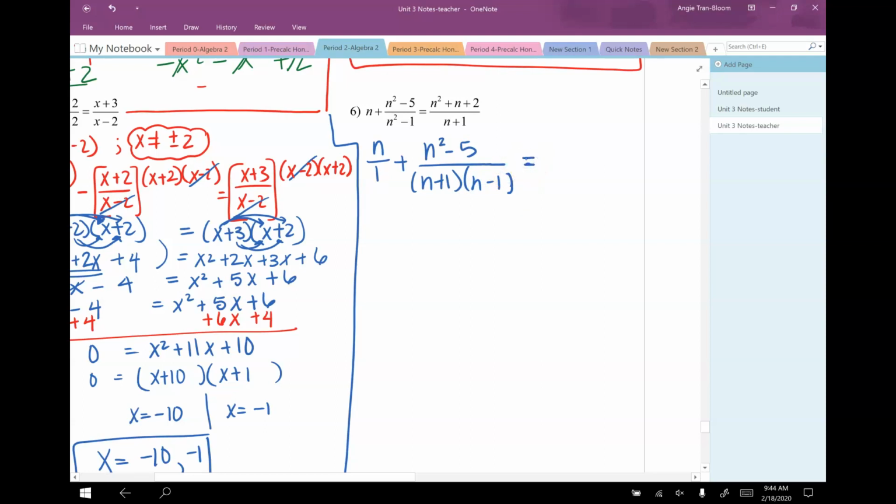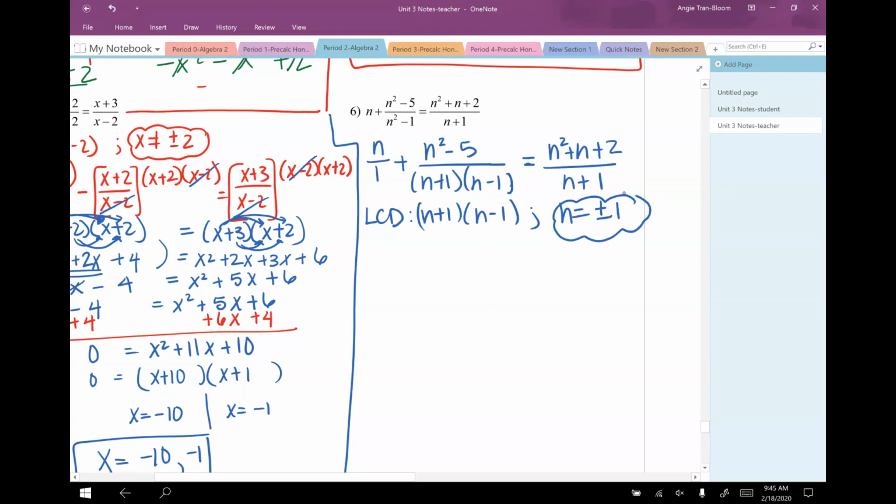Can I factor out n squared plus n plus 2? No, so copy that over. And then over n plus 1. LCD? Good. N plus 1 times n. Should we say the restriction too? Oh, I wrote x and n all mixed up. Let's stick with the n. N can never ever be what? Plus or minus 1. Good. We'll save that and make sure we check our answers later.